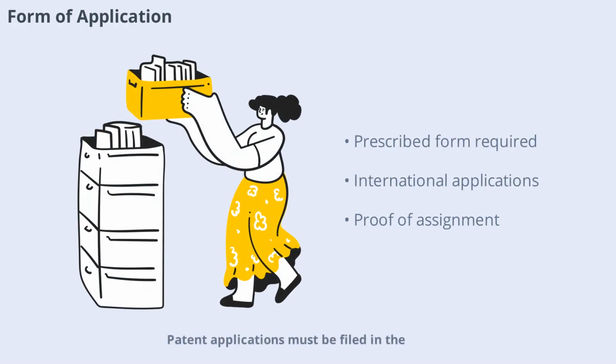Patent applications must be filed in the prescribed form at the appropriate patent office. International applications under the Patent Cooperation Treaty (PCT) are recognized if filed with the Indian Controller General. Applicants must pay fees and provide translations if necessary. Proof of assignment must be furnished when applicable. The application must name the true and first inventor and declare possession of the invention.